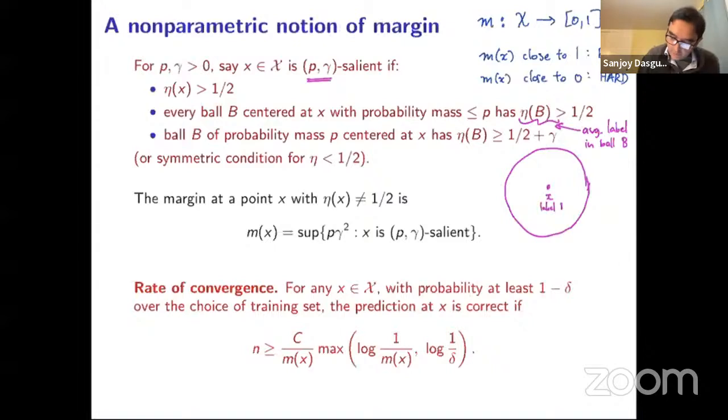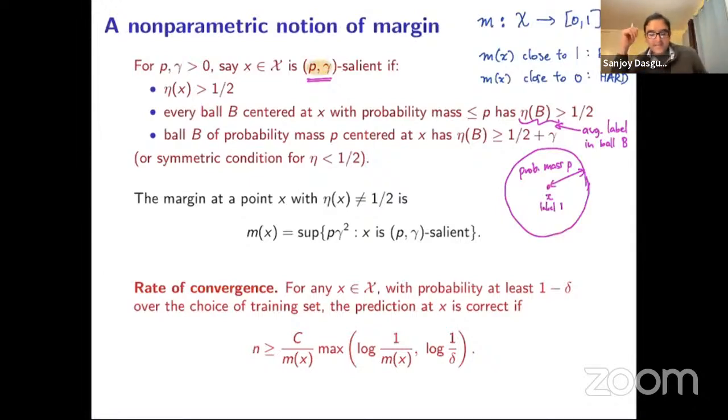Okay, so we're looking at balls of probability mass p. Every ball centered at x of probability mass less than p has the right average label. And moreover, if you look at the ball of probability mass exactly p, or the first ball whose probability mass exceeds p, that ball has a bias of a half plus gamma. So it's got a significant bias. And if that's the case, we say that point x is p gamma salient.